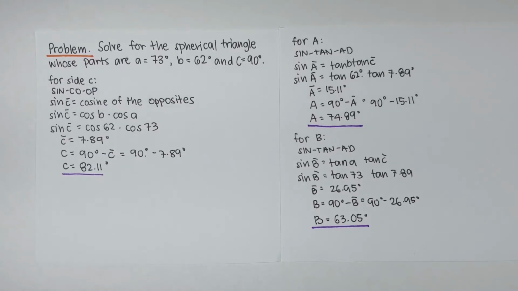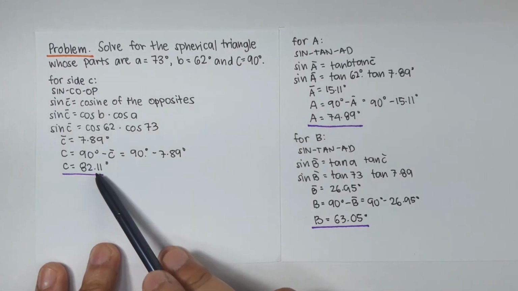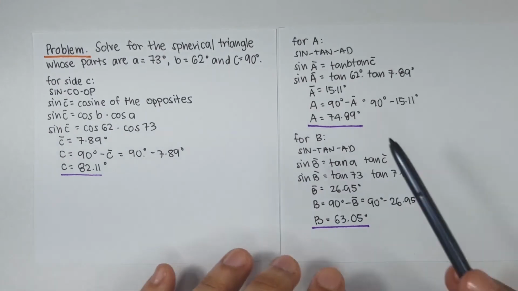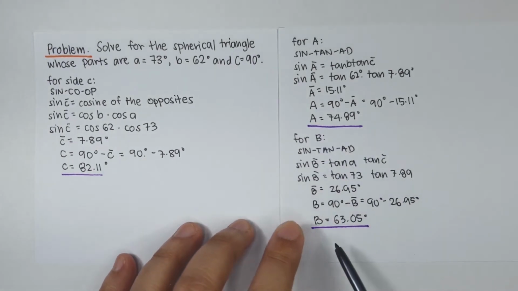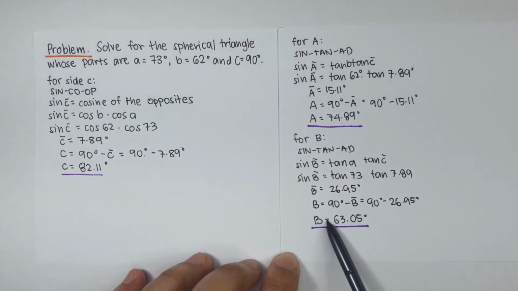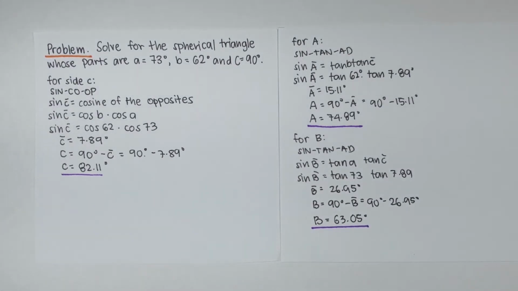So our final answers are side C is equal to 82.11 degrees, angle A is equal to 74.89 degrees, and angle B is equal to 63.05 degrees.